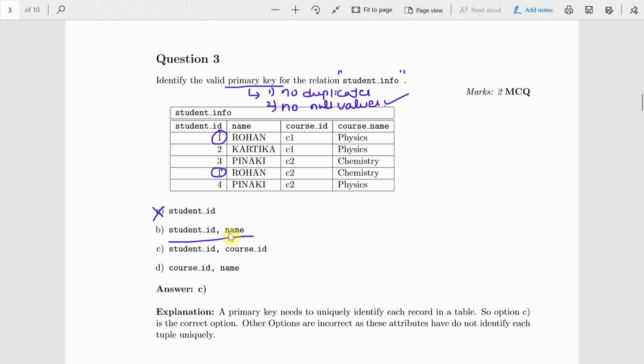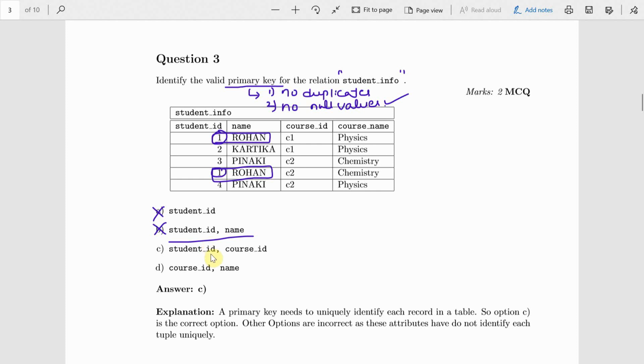So what does it mean? This combination, if duplicated, will no longer be a key. Now look, 1 Rohan, this combination I am looking at now. And again 1 Rohan. Even this combination is duplicated, because duplicates are there. It is no longer a key.